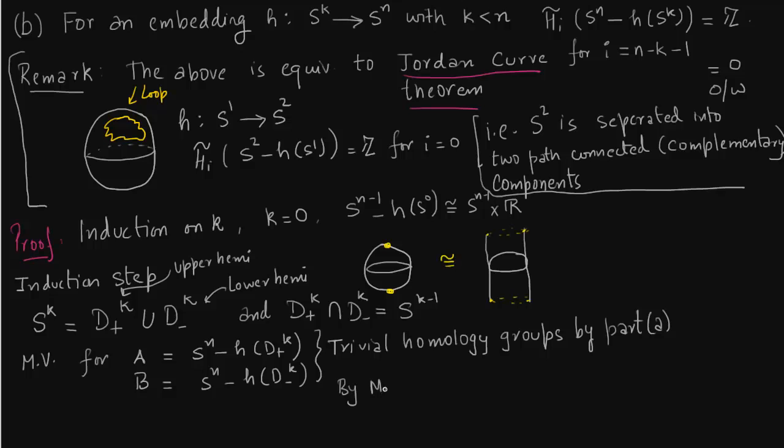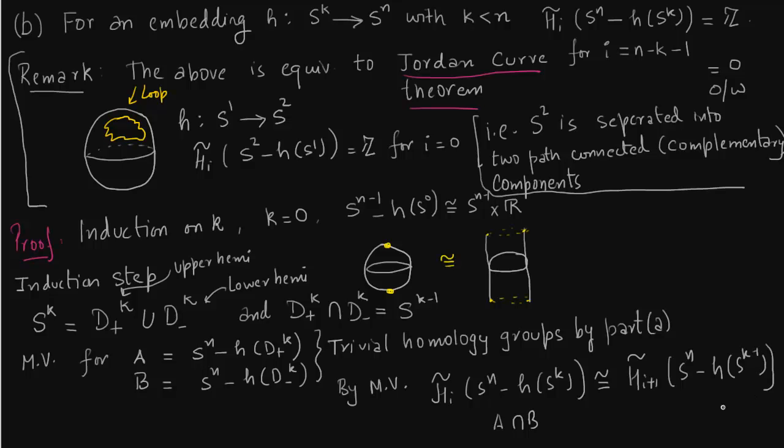So by Mayer-Vietoris, this is what we get. Here we have A union B. A union B will be this. As you can see, the union of the disks is S^k. So this is A intersection B. And the second part is A union B, which is S^(k-1). This was clear because of the negative sign in front of H, the embedding part.